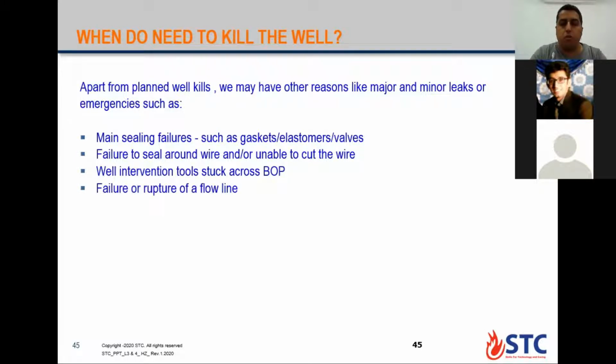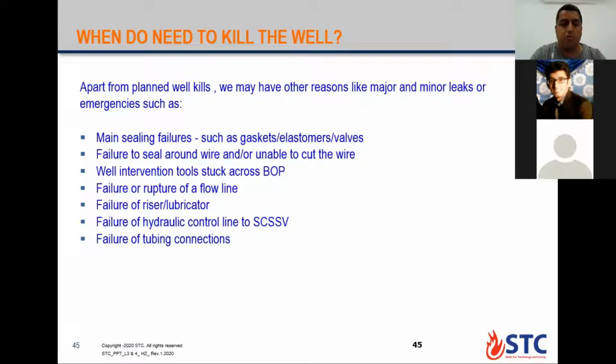Failure or rupture of the flow line, where the surface flow line is damaged, so you can pump kill fluid from the Christmas tree if available. Failure of the riser or lubricator. Failure of the hydraulic control line to the surface control subsurface safety valve, so you can pump kill fluid inside the well, opening the subsurface safety valve. Failure in the tubing, or if you have a leak in the tubing, so you need to stop flowing. You need to kill the well first, then you pull out the tubing.